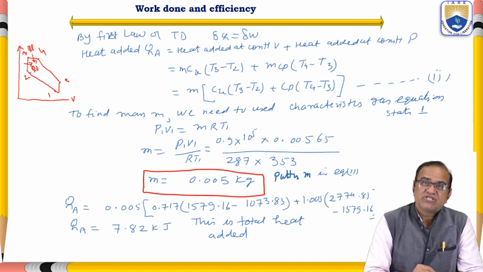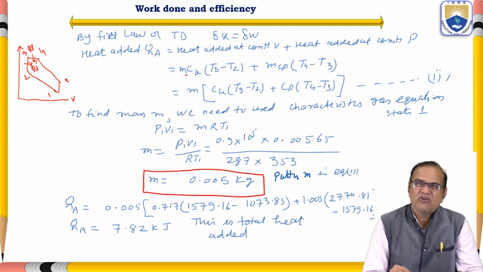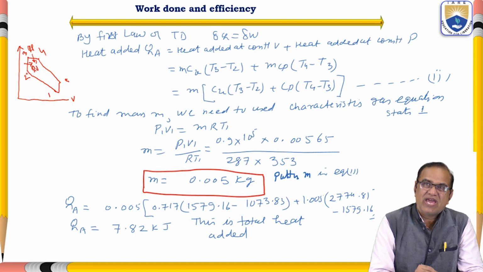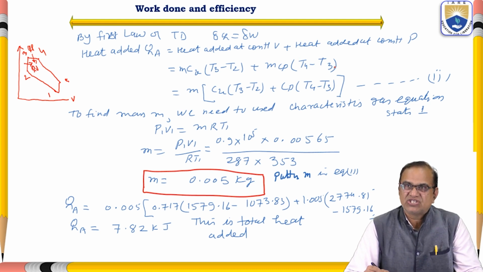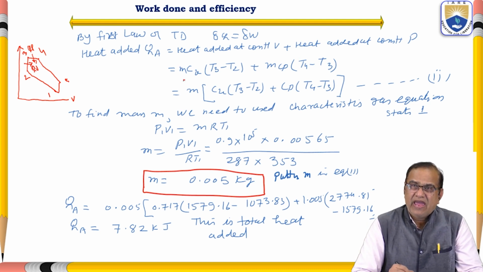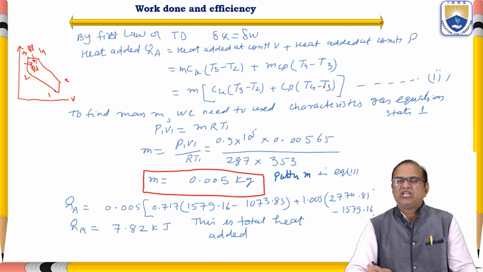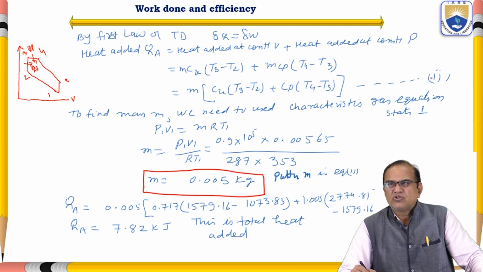So M CV (T3 minus T2): heat added at constant volume, because it is constant volume, we take the specific heat at constant volume. Plus, for the constant pressure process 3 to 4, M CP (T4 minus T3). If you take M common, then CV (T3 minus T2) plus CP (T4 minus T3). We have written this as equation number 2.